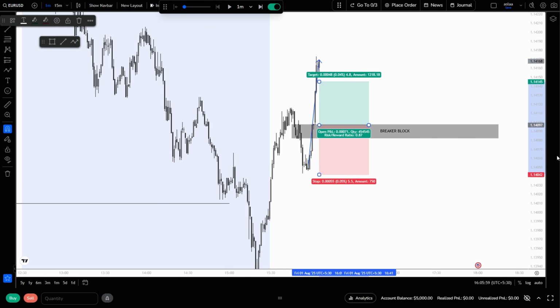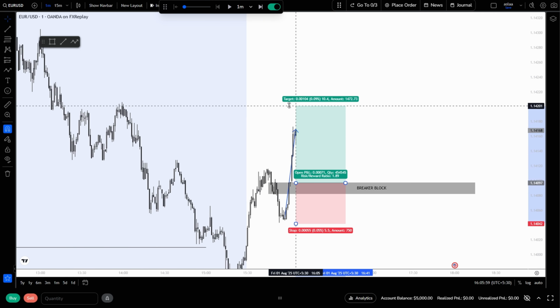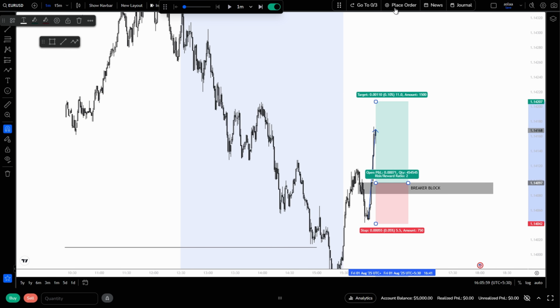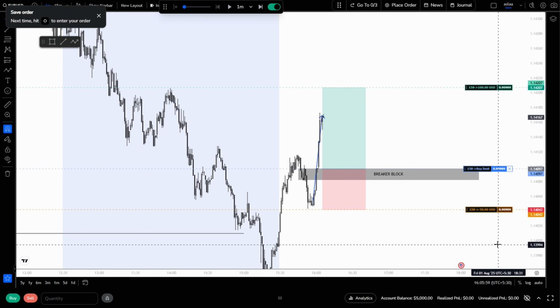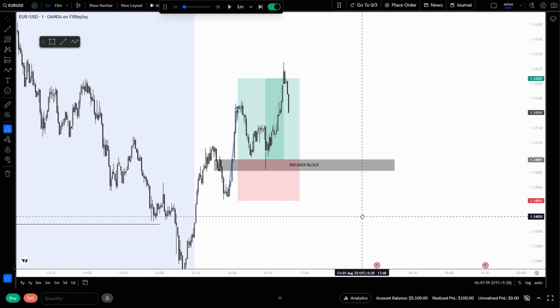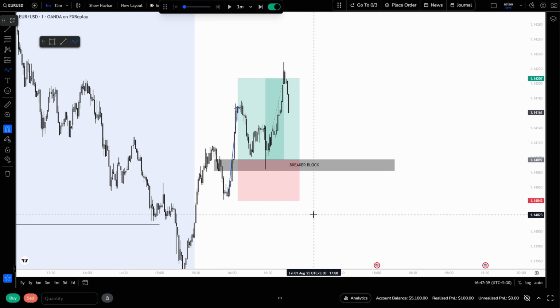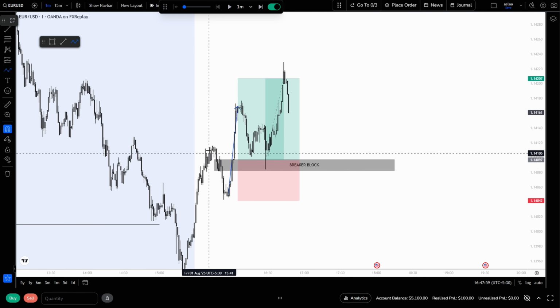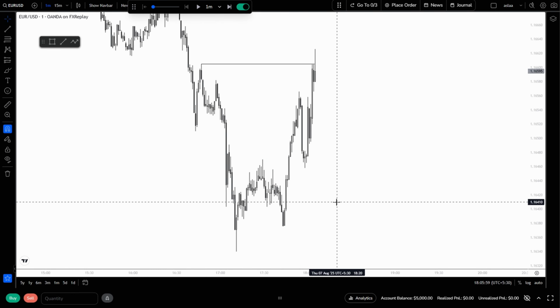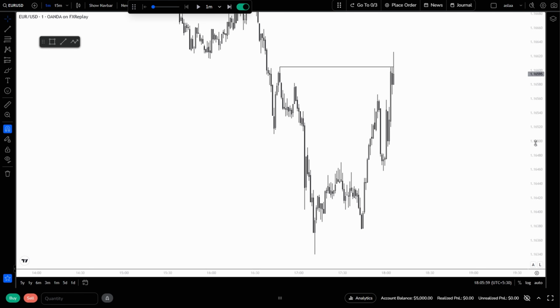We can place our entry at the breaker block, keep our stop loss below the low, and target the previous highs. And if you watch how price reacts, you can see how cleanly price respects this breaker block and moves straight into our targets. This is how breaker blocks are used in real market conditions. Simple, logical, and mechanical.